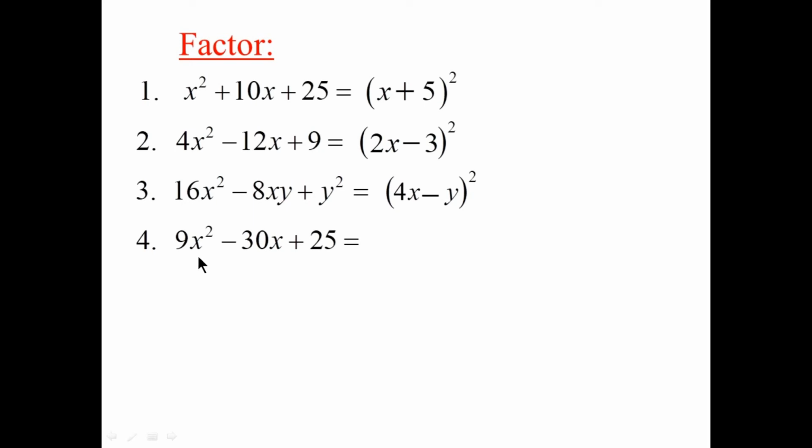Doing another one, it's the same discussion. The square root of 9x squared is 3x. The square root of 25 is 5. 5 times 3x is 15x. Double that, you got 30x. Therefore, it's a perfect square. Set it up as such. And inside here goes the square root of 9x squared, which is 3x, and the square root of 25, which is 5, and this sign, which is a minus sign.